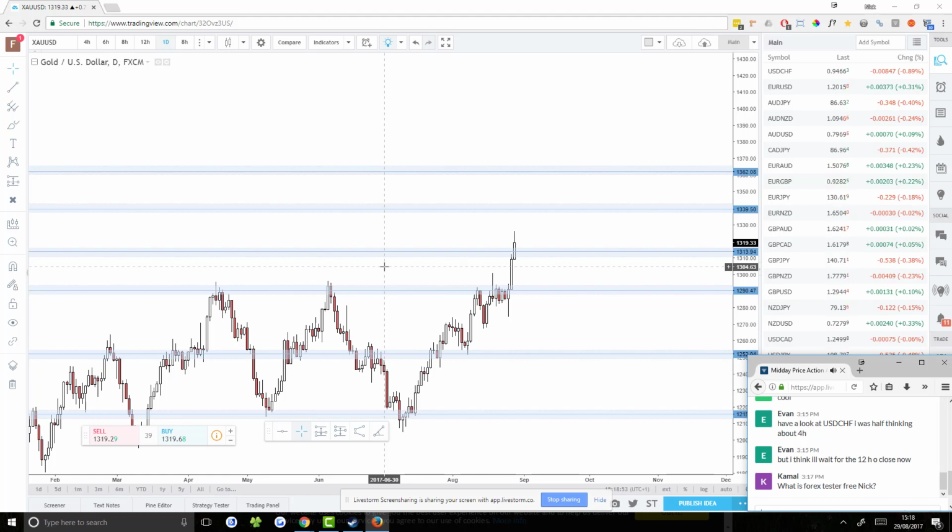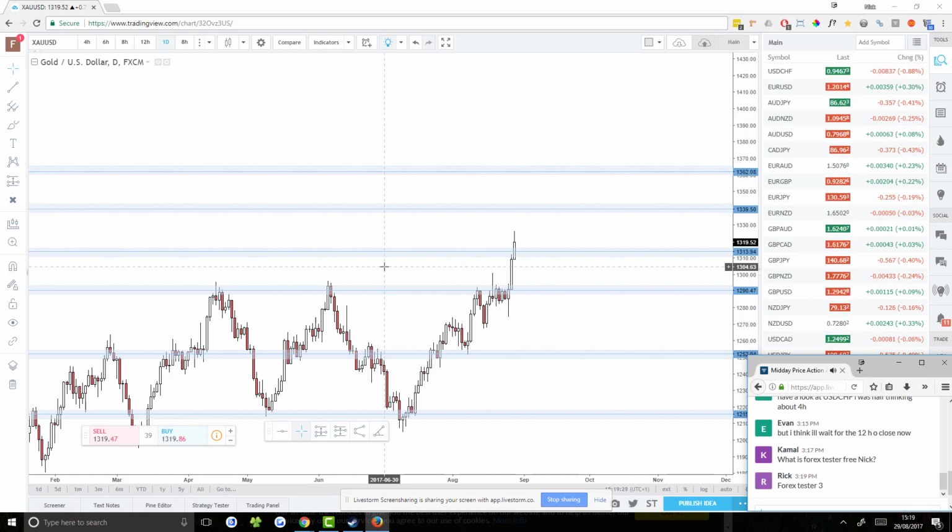If you're asking what Forex Tester is, it's a piece of software that allows you to rewind your charts essentially and trade as if it were happening live, but you can fast forward it so things happen faster essentially. So it basically allows you to test your trading, test your trading strategy, test things. So I basically use Forex Tester free to test a lot of things.